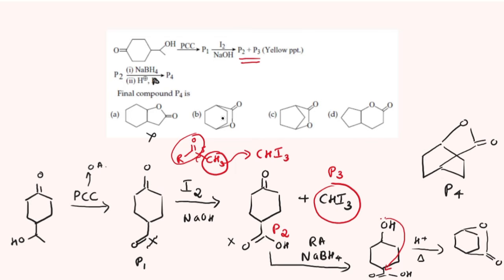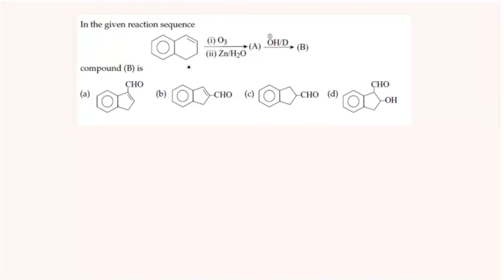This is also 6 membered. How is it 6 membered? Just check here. 1, 2, 3, 4, 5 and 6. Here also 1, 2, 3, 4 and either you take these two carbons or these two carbons. Doesn't matter. So 6 carbons. So these two are same structure. Hence, the correct option is option B.